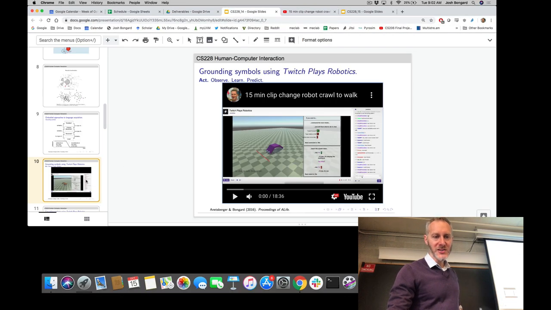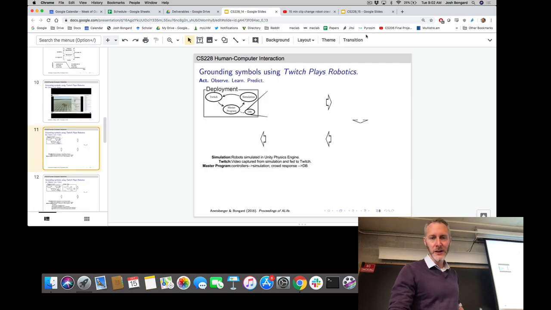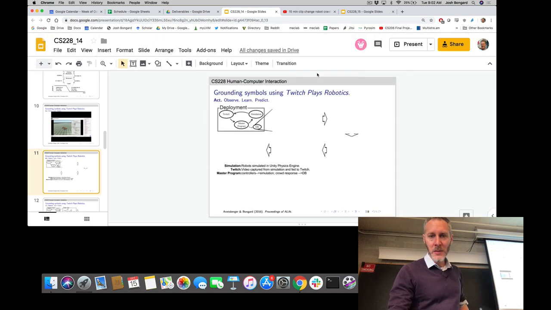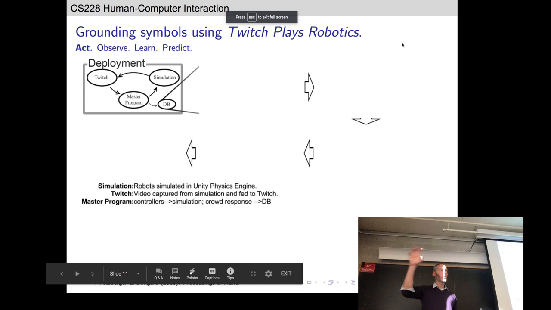Again, remember that we're designing this in a way to try and incentivize the crowd to play and play fairly. I think at this point I will maximize things so we can see this a little bit better. I'm going to walk you through what's going on under the hood in TPR.